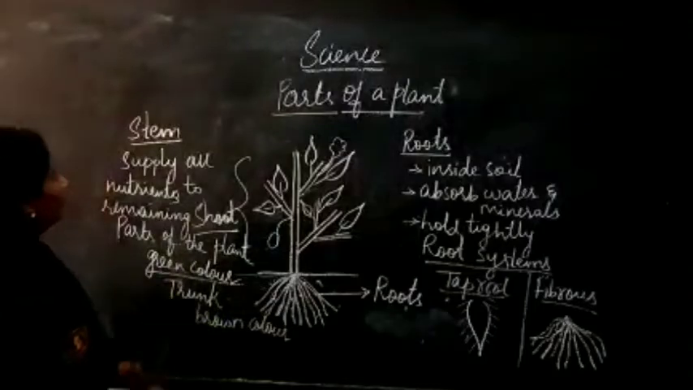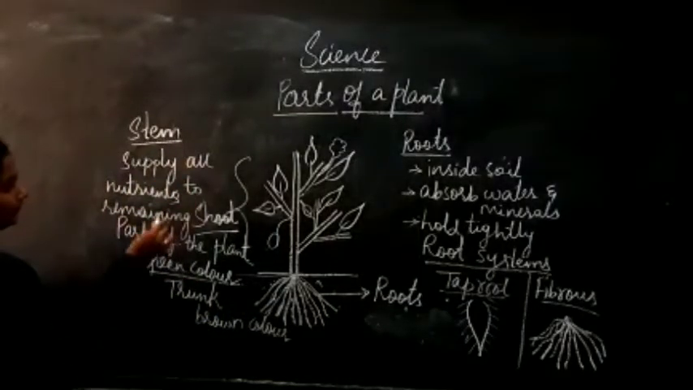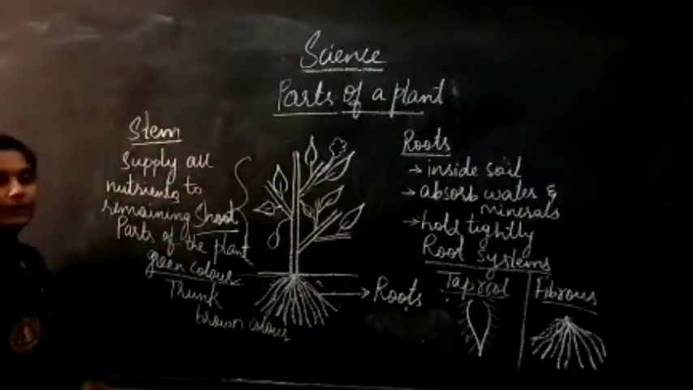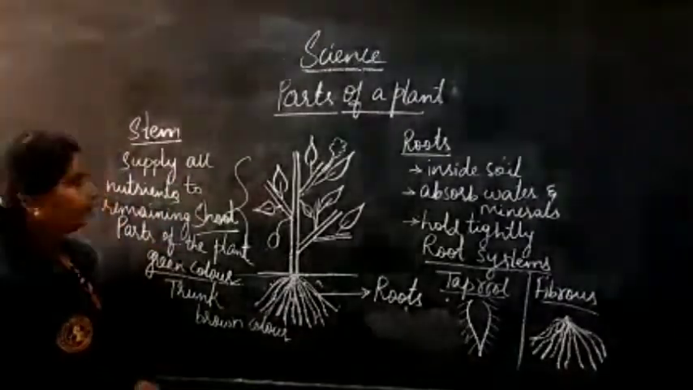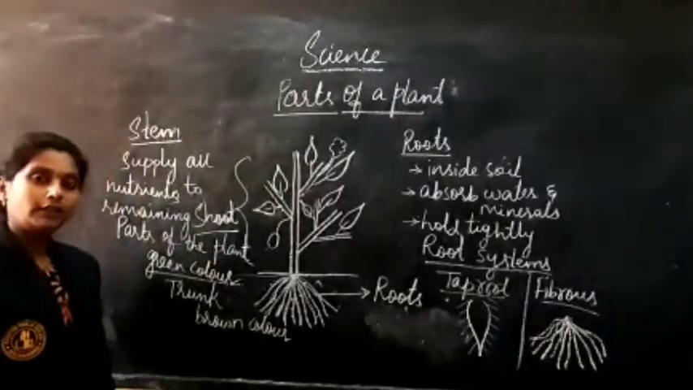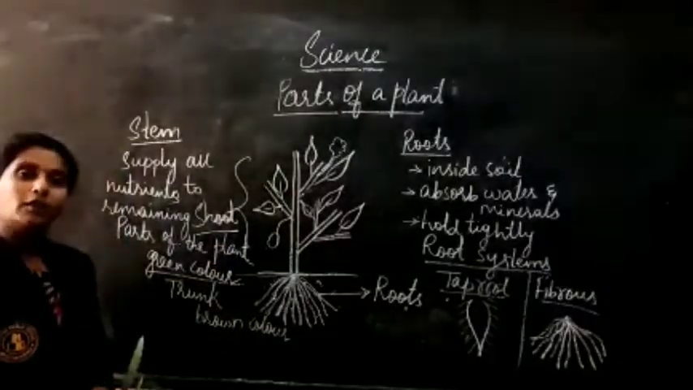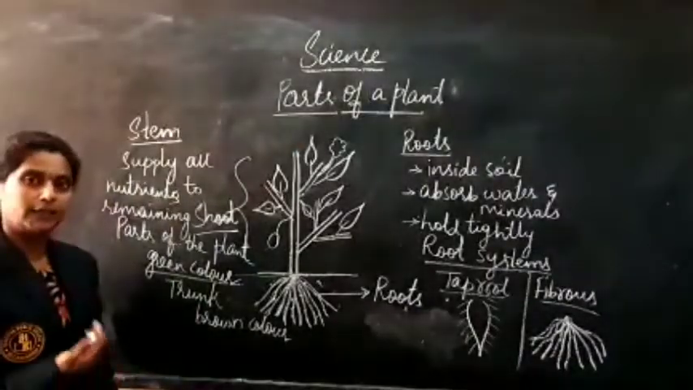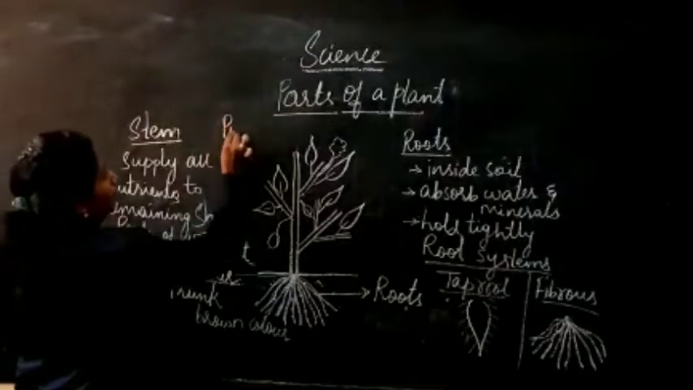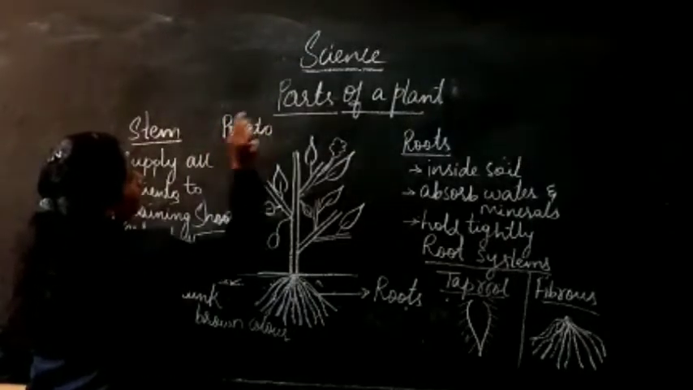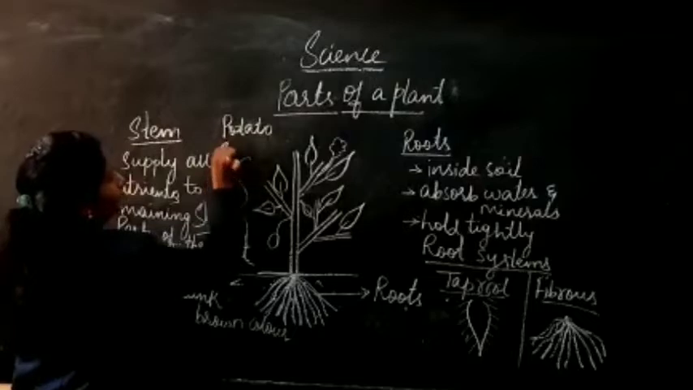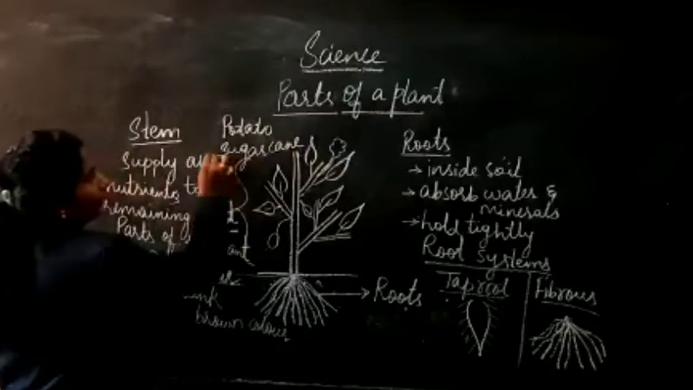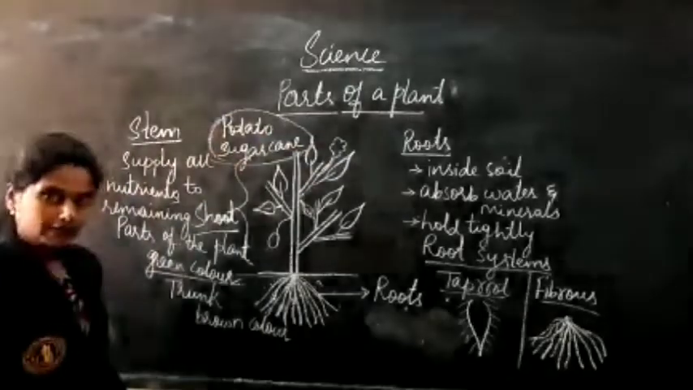And what are the functions of the stem? They supply all nutrients which are absorbed from the roots to the remaining parts of the plant. And not only that, some plants will store food. They are modifying their stems to store food. For example, potato, sugarcane, etc. These are the vegetables which we are eating.